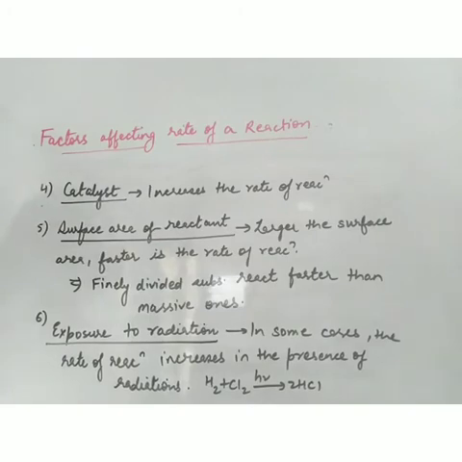Now let's discuss some other factors. The next factor is catalyst. Now what is a catalyst? Catalyst is that substance which increases the rate of reaction but itself does not undergo any change. In organic chemistry we have seen so many catalysts: nickel, platinum, palladium, iron. Okay, so many catalysts are there. So whatever catalyst we are adding in the reaction, it always increases the rate of the reaction. So catalyst has positive effect on the rate of a reaction.